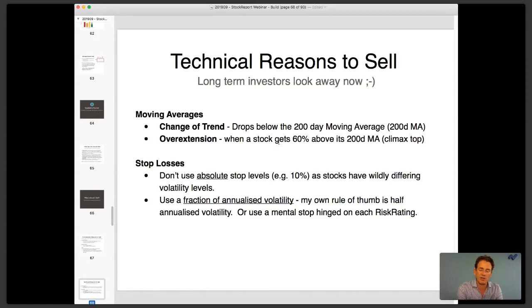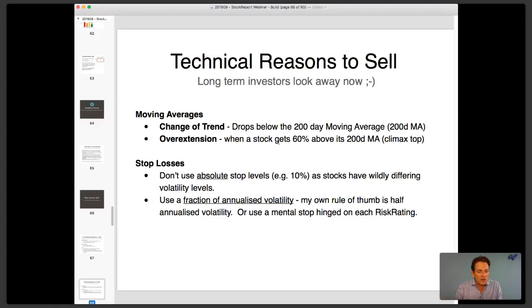In terms of stop losses, this is a key point I wanted to talk about. A lot of people make the mistake of using an absolute stop loss level, let's say 10%, and they find they get stopped out a lot. If you don't know what a stop loss level is, it's like if you buy a stock at 100 and you have a 10% stop loss, let's say around 90, you might get out.